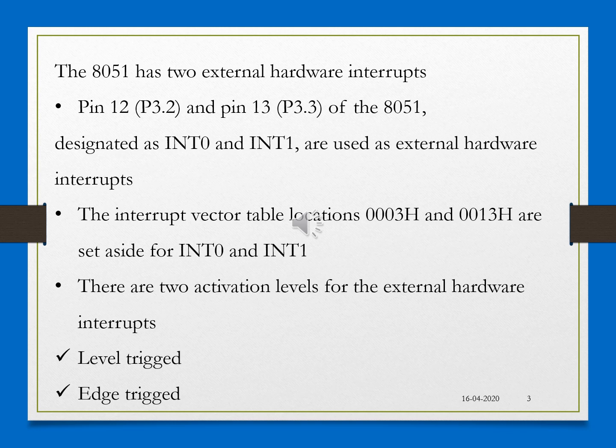So how does it happen actually? How do we say that an interrupt has occurred? There are two ways that they can be activated. One is level triggered and the other is edge triggered. So let us discuss each one by one.